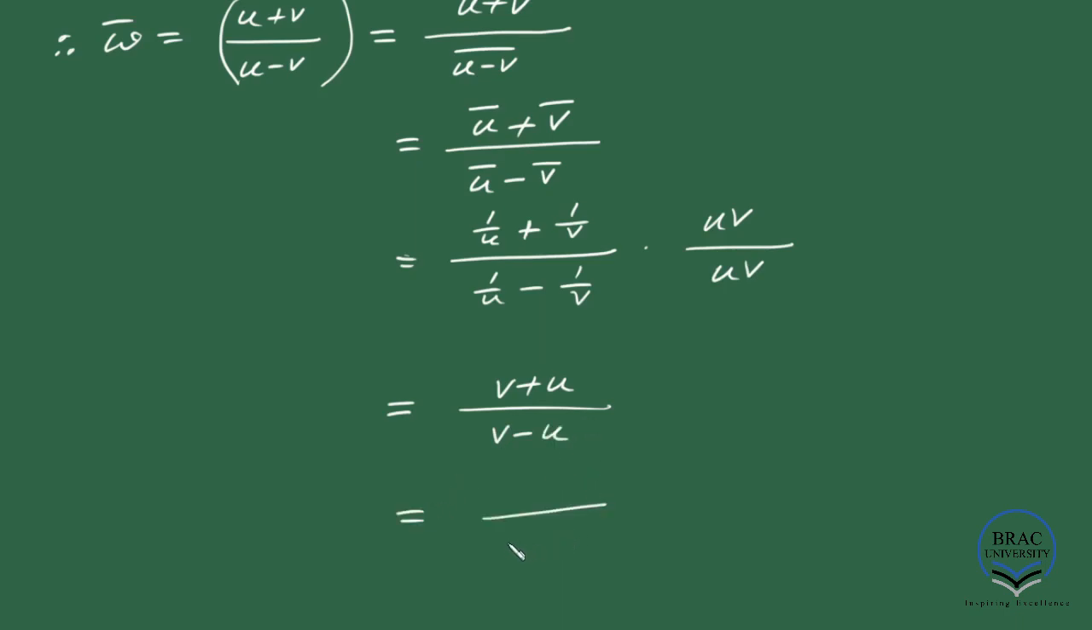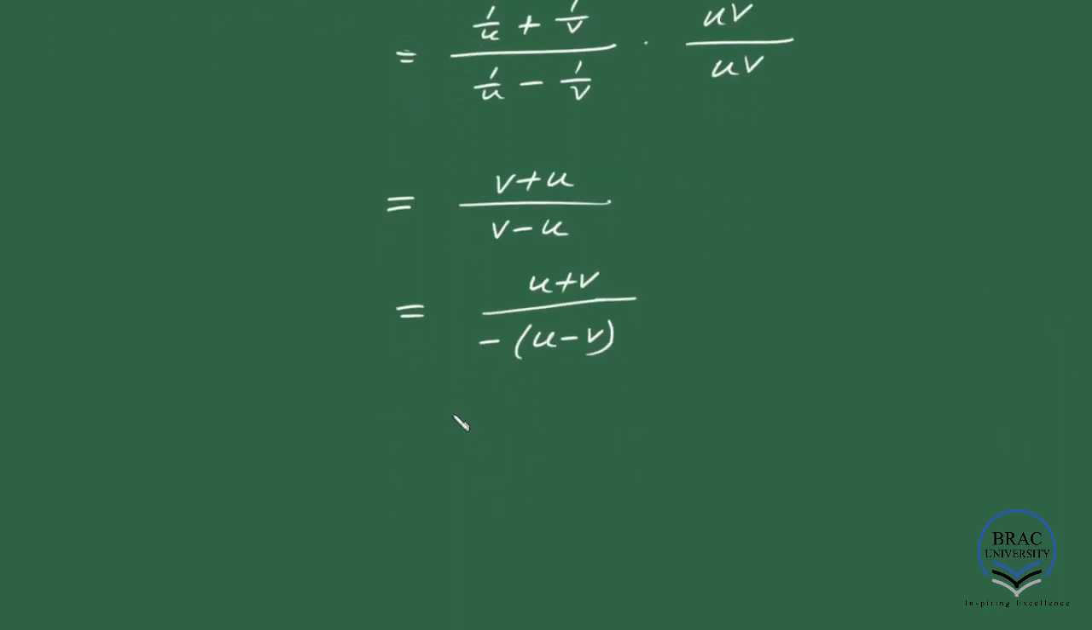So from here, if I factor out negative 1 from the denominator, what I'm going to get is u minus v, and at the numerator, I can write this as u plus v. And this looks like w, but we have a negative here, so it's going to be negative u plus v divided by u minus v, which is essentially w. This is what we assume w to be, so this is negative w.